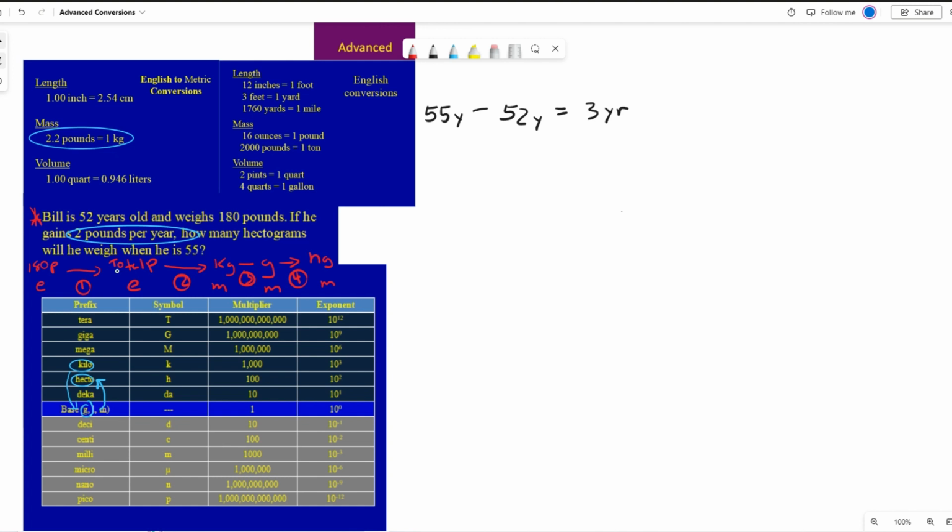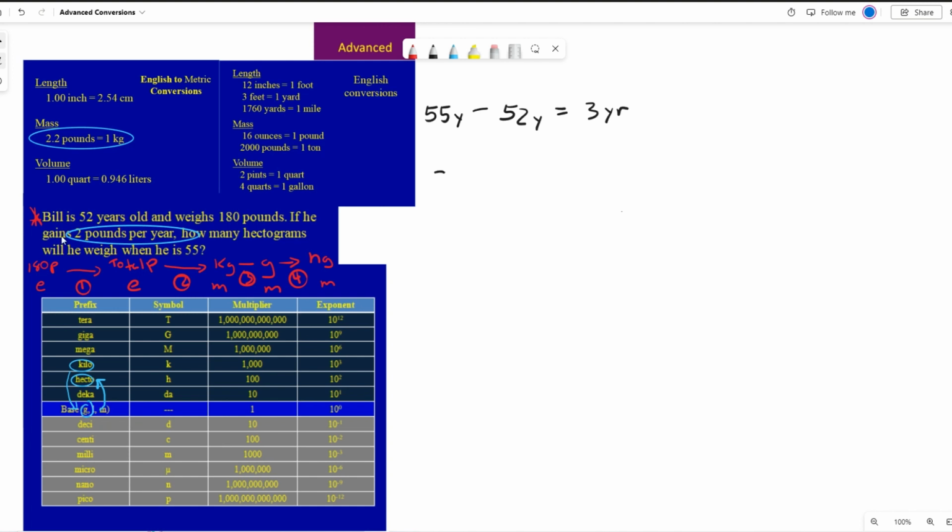Okay, so he started out at 52 and he ended up at 55. So 55 minus 52 means there are 3 years going by in which he's gaining weight. Now we can use this 2.2 pounds per year to convert back and forth between years and pounds. So let's see how we're going to do that.